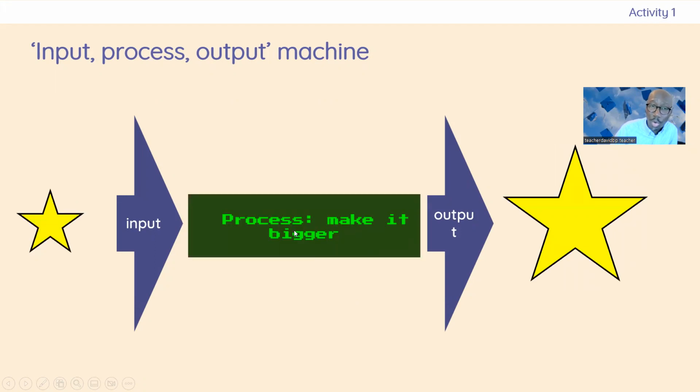So this is here, process makes it bigger. So something's happening here within our computer that's processing, and then we're outputting it. So we're making the star, a small star, become bigger. So I'm showing them that processes can happen within a digital device. So we can input something, there'll be a process, and then there'll be output.